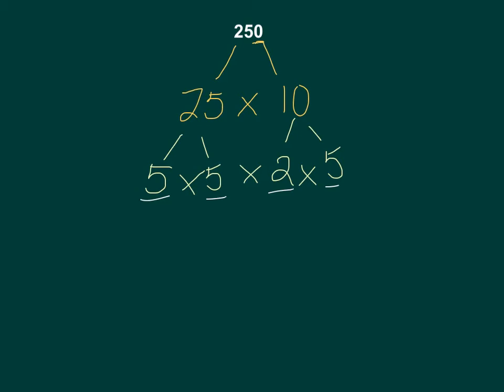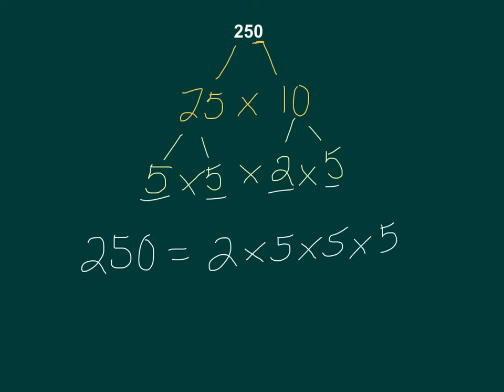So how am I going to write my final answer? It's going to look like this. 250 equals 2 multiplied by 5 times 5 times 5. Notice that I took the 2 and placed it at the beginning, then the 5s. That's just me placing the numbers from least to greatest to keep them in a little bit better visual order. And the reason for that is because my answer is not quite finished yet.